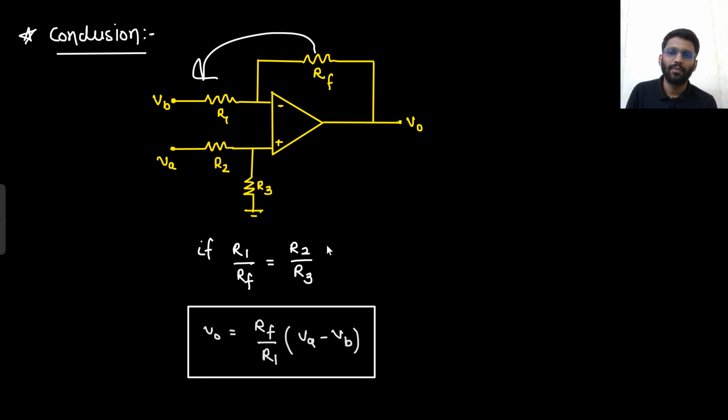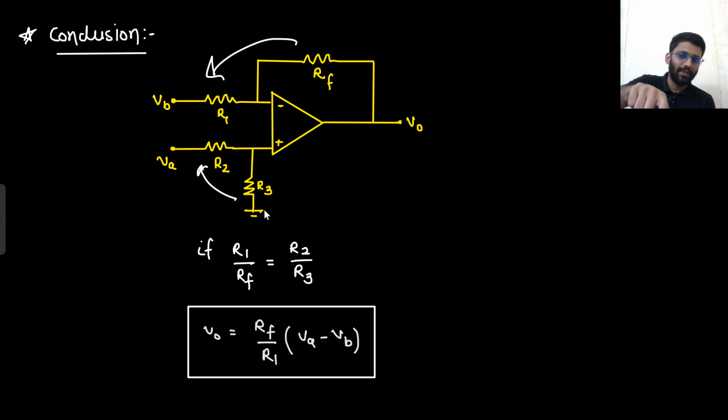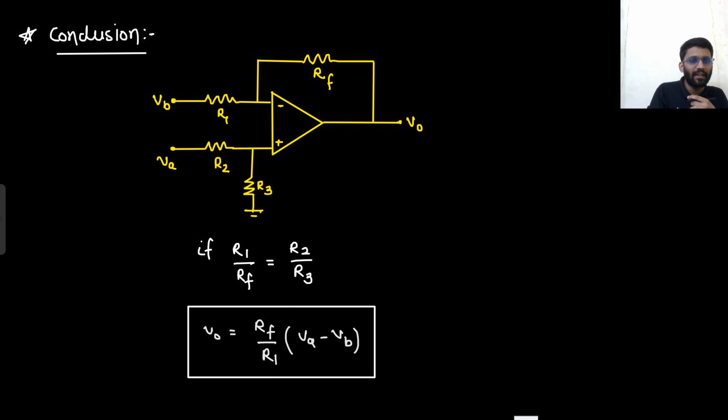So this is how you can remember that this ratio and this ratio should be equal. Rf by R1 should be equal to R3 by R2. If that is equal, then the answer would be Rf by R1 into Va minus Vb. This you can encounter in a lot of questions. If you remember this, your calculation will be reduced a lot of times. So if you are able to remember it, that would be very good.